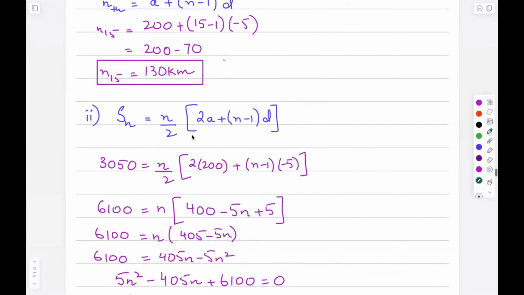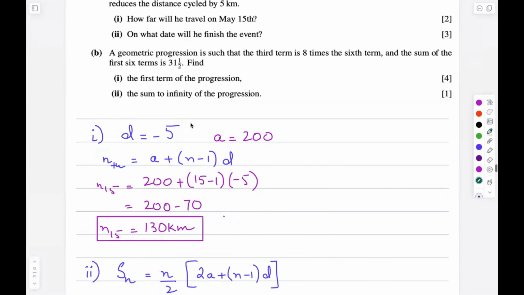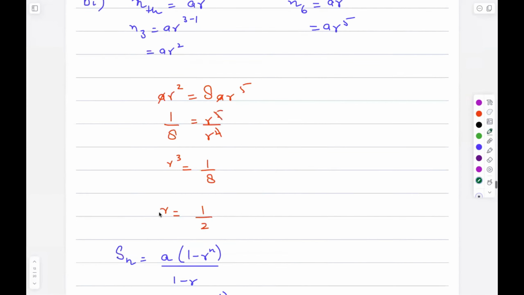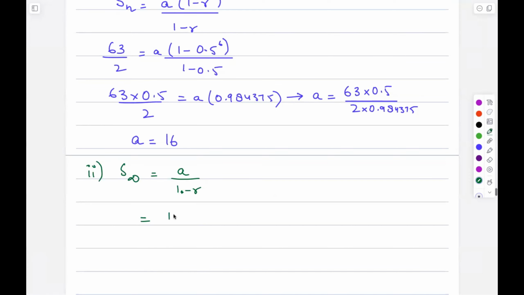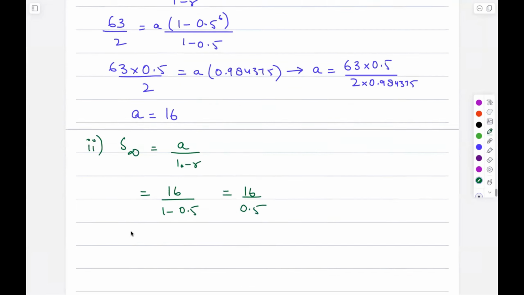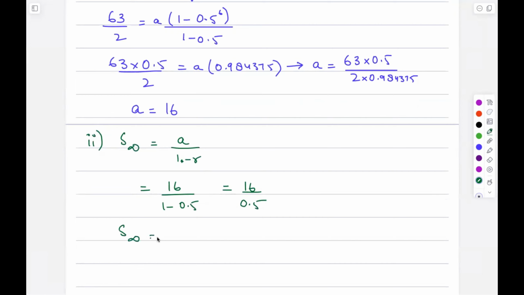Once you have the value of a, in part 2, it says find the sum to infinity of the progression. For sum to infinity, the formula is a upon 1 minus r. The value of a is 16 and the common ratio r was equal to 1 upon 2. So 1 minus 0.5, so 16 divided by 0.5, the sum to infinity will be equal to 32.